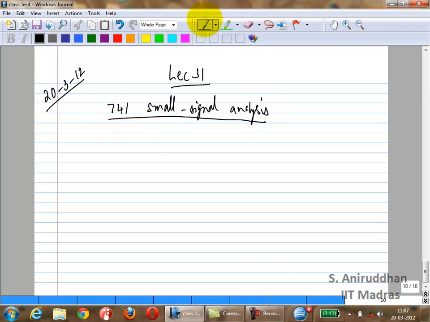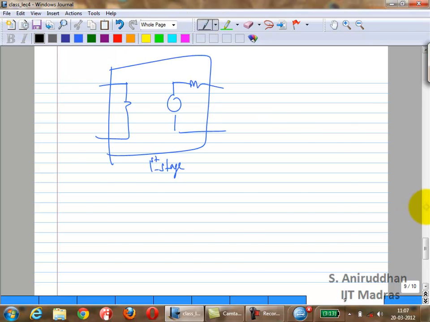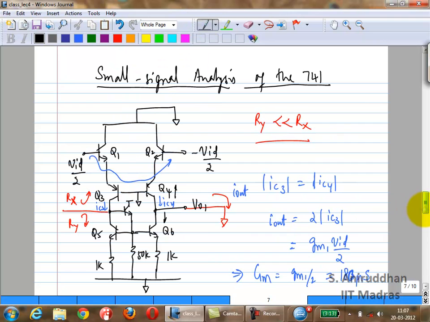So we are going to continue with our small signal analysis of the 741. So what did we do last time? We started off looking at the input stage. So we decided to split. So we had three stages.